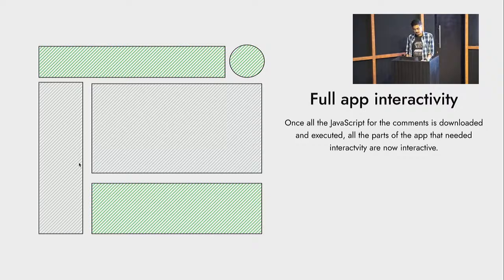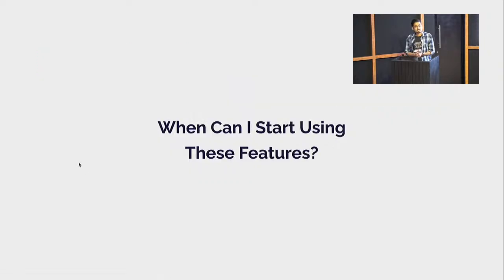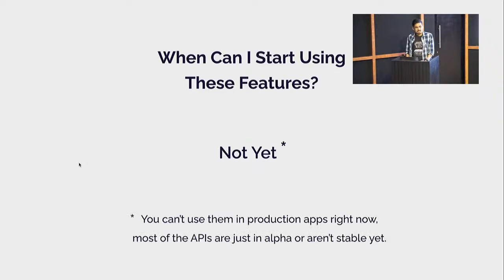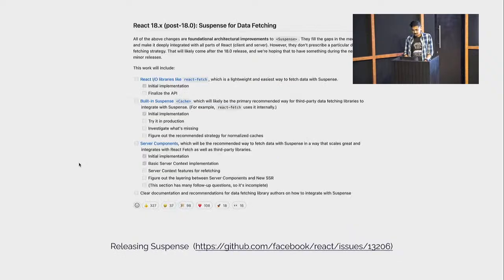So you might ask, when can I start using these features? The answer is, not yet, because you cannot use these in production apps right now because most of the APIs are still not ready, and server components, like I mentioned, are still in alpha, so they aren't really stable yet. But the React team has mentioned that the things we saw, like streaming SSR and server components, rely on suspense for data fetching.